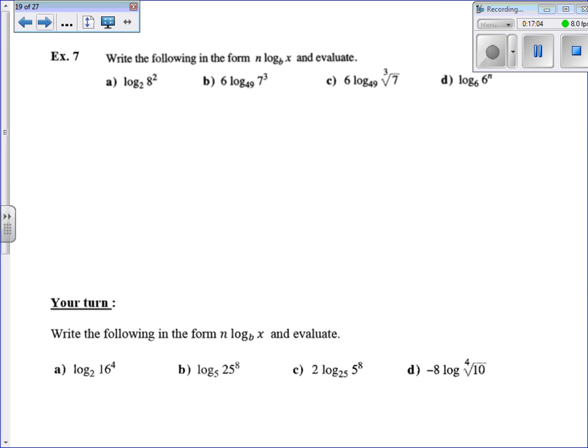Okay, so again, we're going to write it in the format where we change an exponent to a coefficient, and then we're going to evaluate. So this will become 2 times log base 2 of 8. So we're going to keep the 2 there. We want to evaluate log 8 divided by log 2. So we can use our change of base there. That becomes 2 times 3, and the answer to that one is 6.